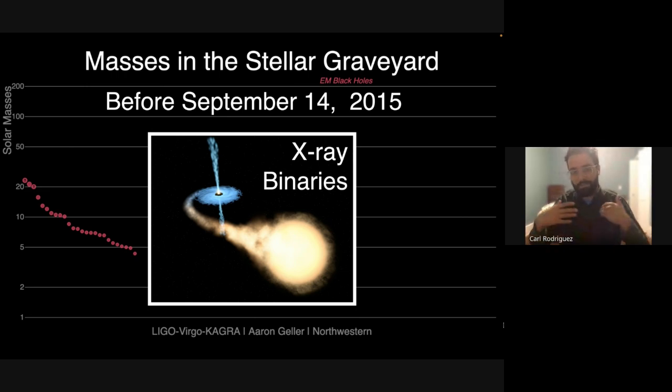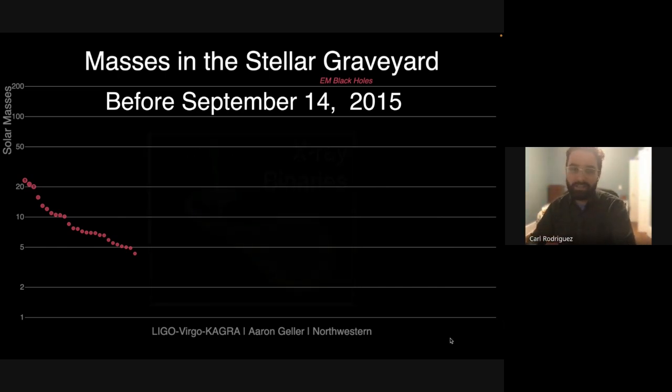This in turn creates a huge disk around the black hole that heats up and emits X-rays. And so all the black holes that we had seen were about 5 to 15 times the mass of the sun. There were a few possible detections more massive than that, around 20 solar masses, but they were a little hard to get the systematics down.